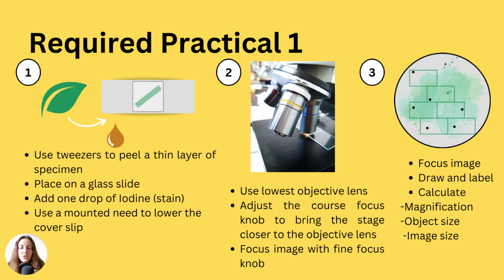So when you're doing this practical, you want to use a pair of tweezers to peel a very thin layer of the specimen. Often it's described as the onion practical. It doesn't have to be the onion. It could be any type of cell. It doesn't even have to be plant tissue.